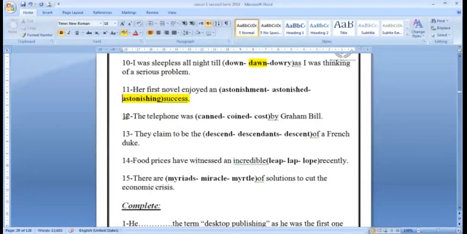Number 12: the telephone was invented by Graham Bell. The telephone was created, was invented. So the answer here is "invented". The telephone was invented by Graham Bell.